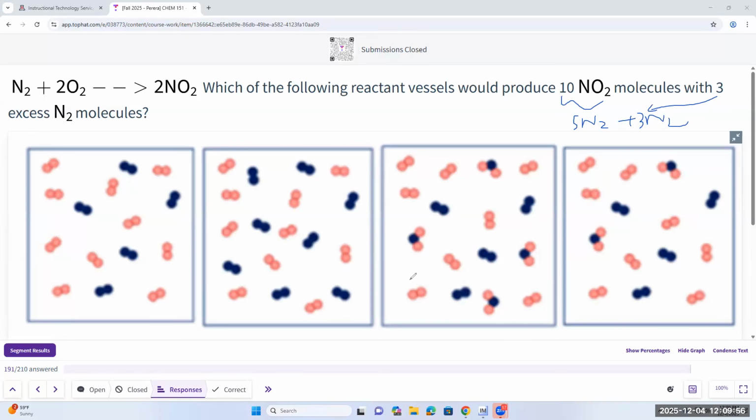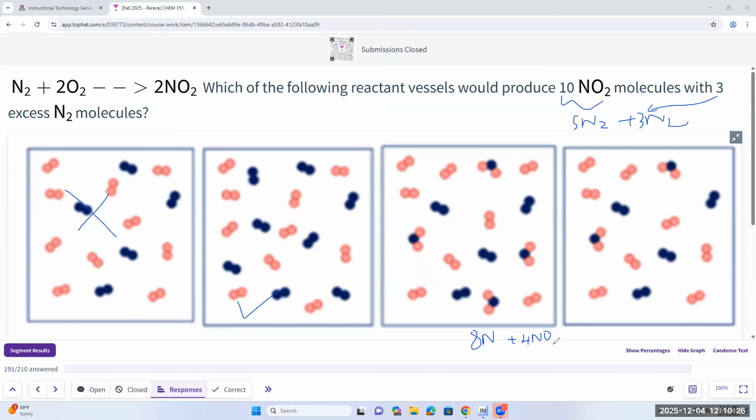So you need to have at least 8 N2 molecules. This one doesn't have 8, it only has 5, so this is out. This one has 8: 1, 2, 3, 4, 5, 6, 7, 8. This is good. This one has 1, 2, 3, 4, and then we have 4, that means 8 nitrogens from there, and then we have 1, 2, 3, 4 in NO2 molecules.